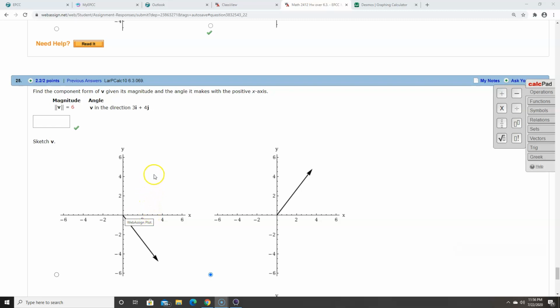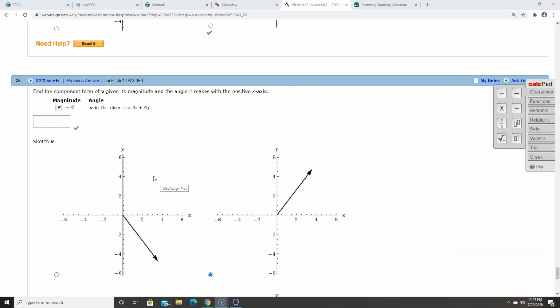3i plus 4j would be right here. And by the way, that's a famous right triangle. 3 over, 4 up. So the hypotenuse, or the length, would be 5. So the magnitude of this vector is 5 units. So imagine it goes over 3, up 4, stop. That would be the 3i plus 4j, and then from right where this mouse arrow is to the origin would be 5 units in length.